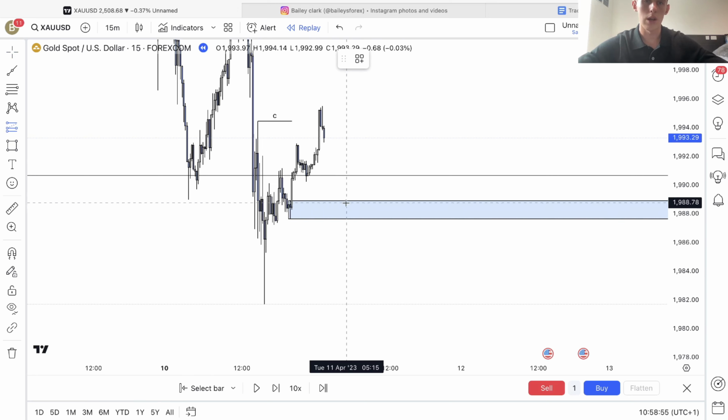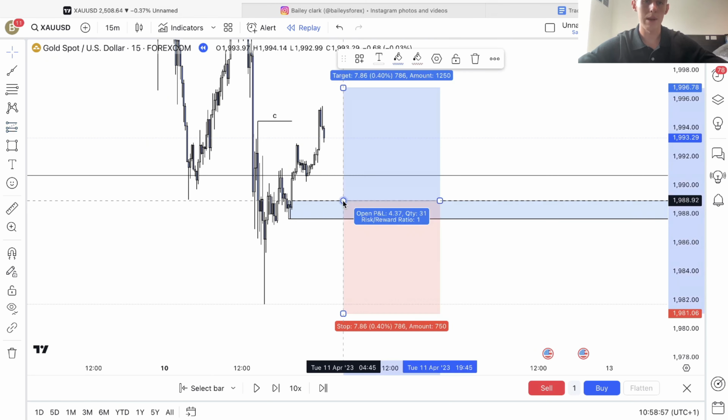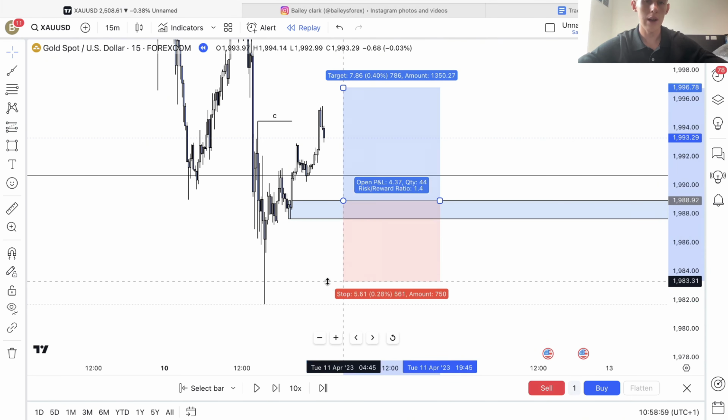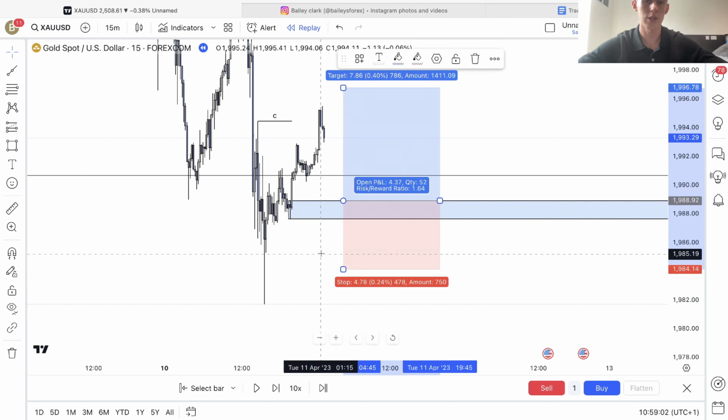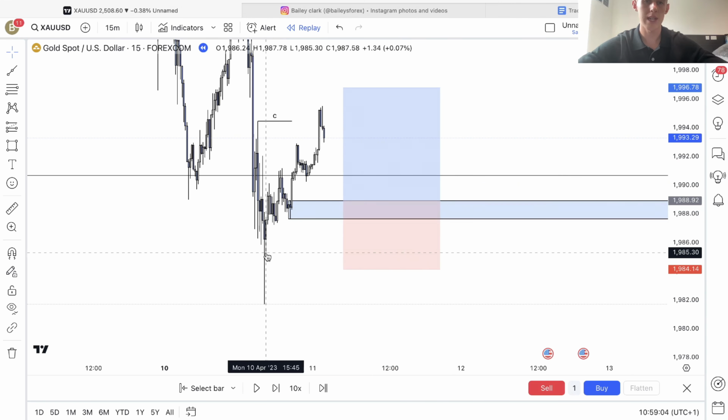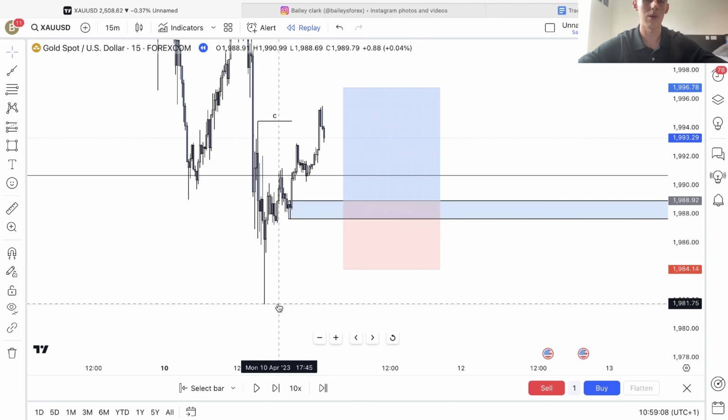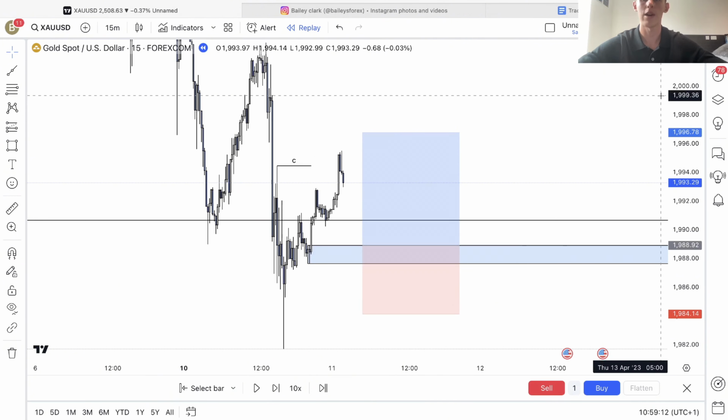So what I would do here would just be to set a limit on this zone. I'd have my stop loss just below here in case price wants to take out this wick. If it comes below that, then it's going to probably take out this wick, in which case the analysis was wrong and we want to be out of the trade.